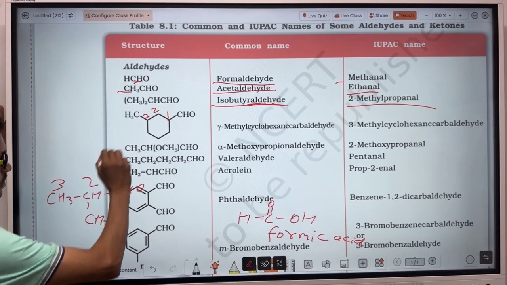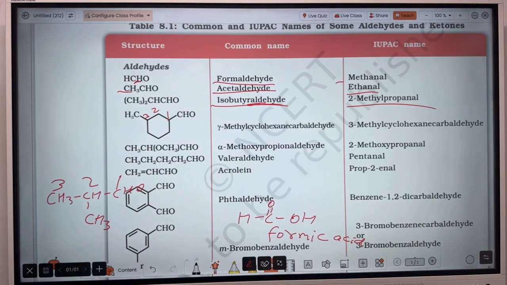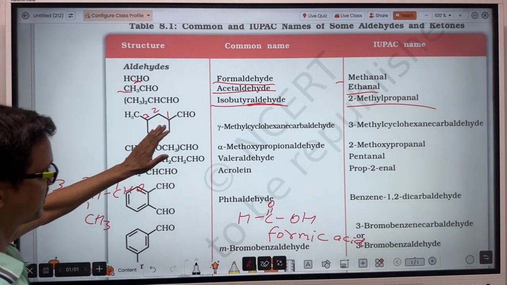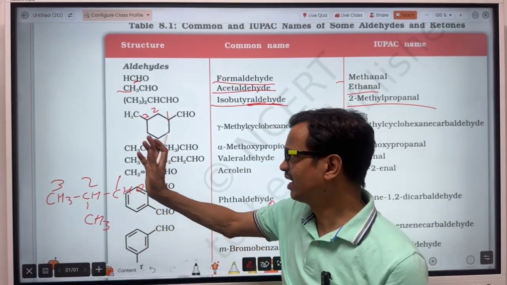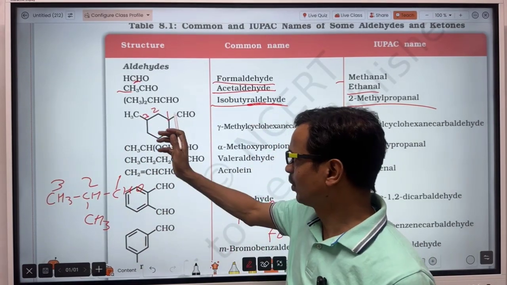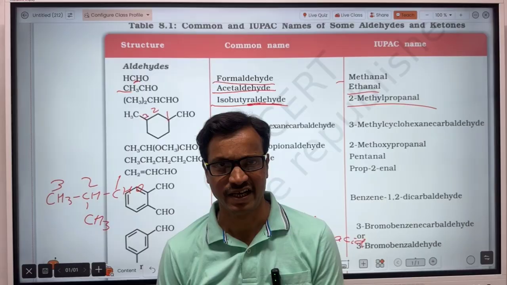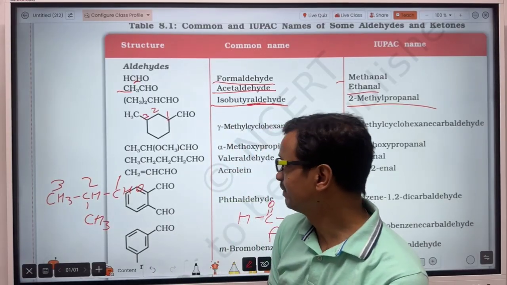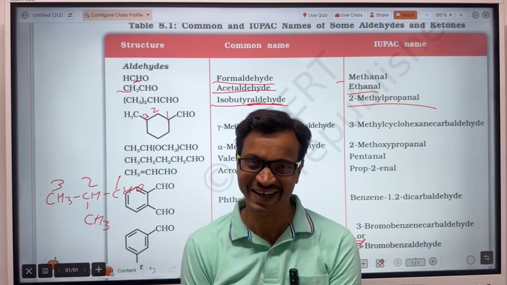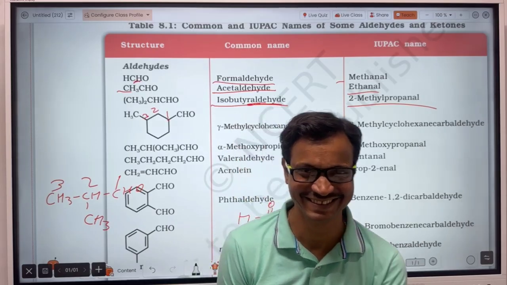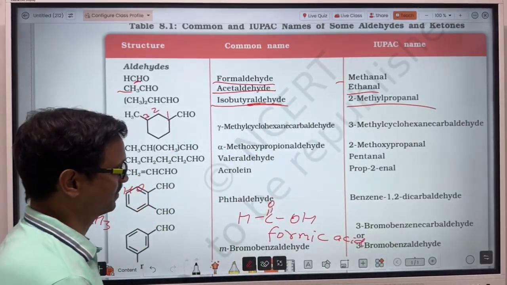Here second position, here third position. So at third position there is a methyl group. So that's why we write 3-methyl cyclohexane carbaldehyde. Common name will be gamma methyl cyclohexane carbaldehyde, and IUPAC name will be 3-methyl cyclohexane carbaldehyde. Okay, why carbaldehyde? Think. Recall what I have taught you.